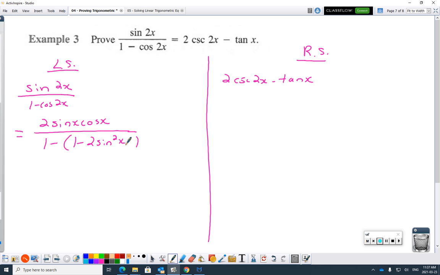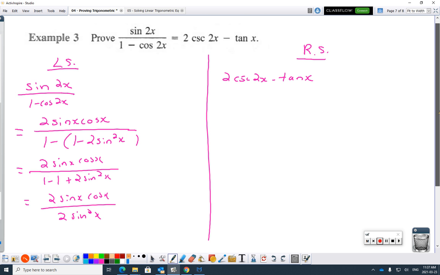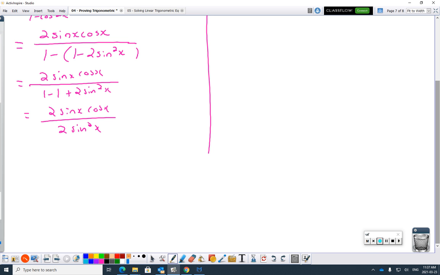In fact, I'm going to keep going on this because I've got some momentum on the left side and knock this side down. 2 sine x cos x over 1 minus 1 plus 2 sine squared x. And see that 1 minus 1, by seeing that coming, I was able to simplify things down even more. And so I get 2 sine x cos x over 2 sine squared x. Oh, well, that's pretty good. Actually, things can simplify even nicer. The 2's can cancel, and one of the sines can cancel.